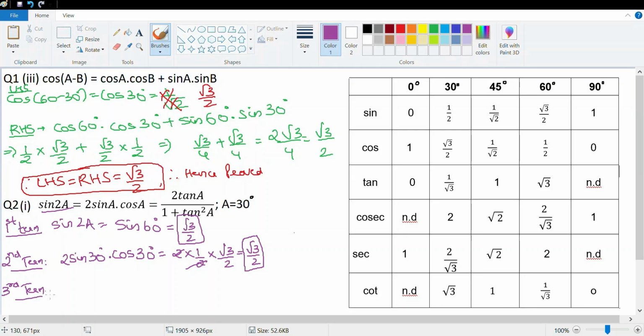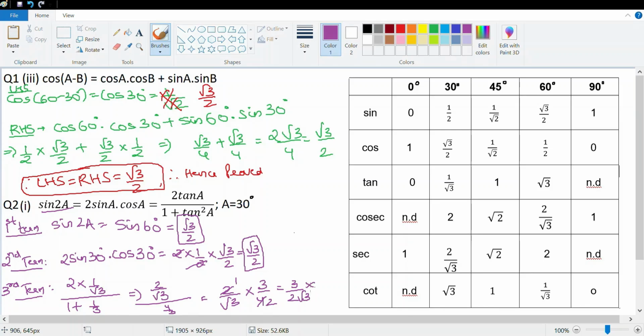So third term is 2 times tan A, which is 2 times tan 30 degree, which is 1 upon root 3, divided by 1 plus tan square A. So tan square 30 degree is 1 upon 3. This means 2 upon root 3 divided by 3 plus 1, 4 upon 3, which is 2 upon root 3 multiplied with 3 upon 4, 2 into 2. So this is 3 upon 2 root 3.